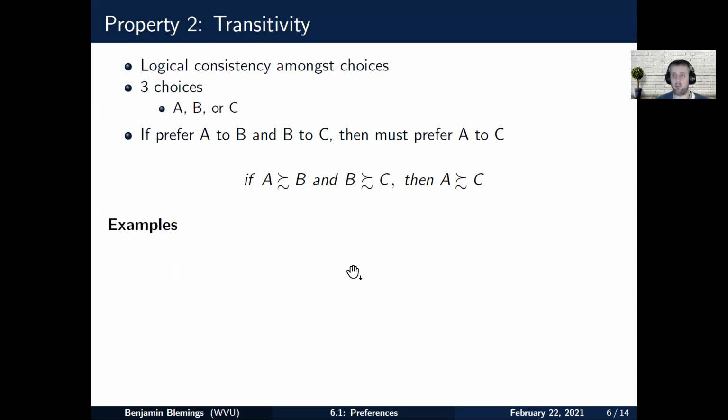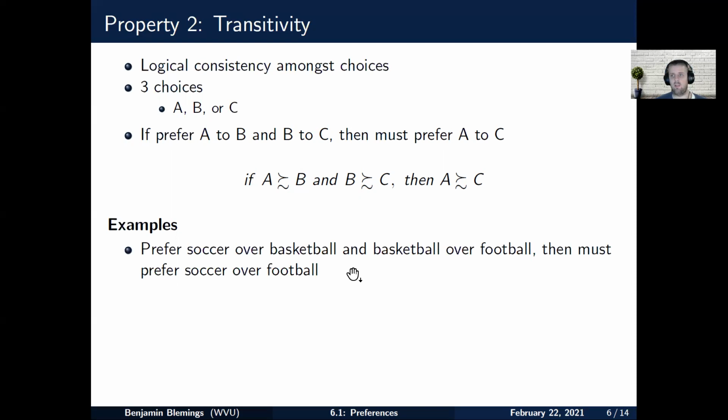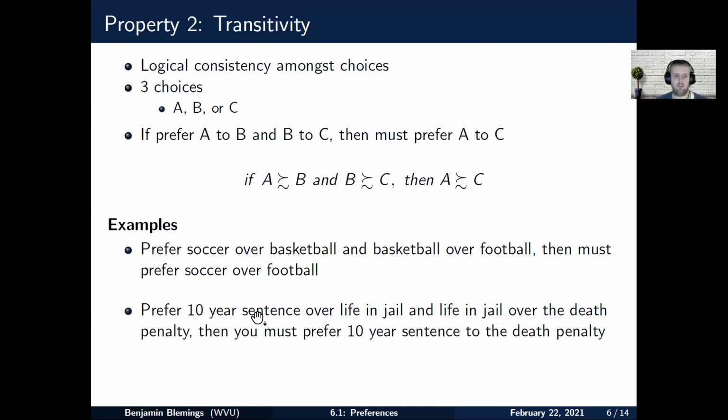I'll talk about some examples. If you prefer soccer over basketball, A to B, and you prefer basketball over football, B to C, then you must prefer soccer over football, A to C. It has this chained look to it. Another example is if you prefer a 10-year sentence over life in jail, and you prefer life in jail over the death penalty, then you must prefer a 10-year sentence to the death penalty.